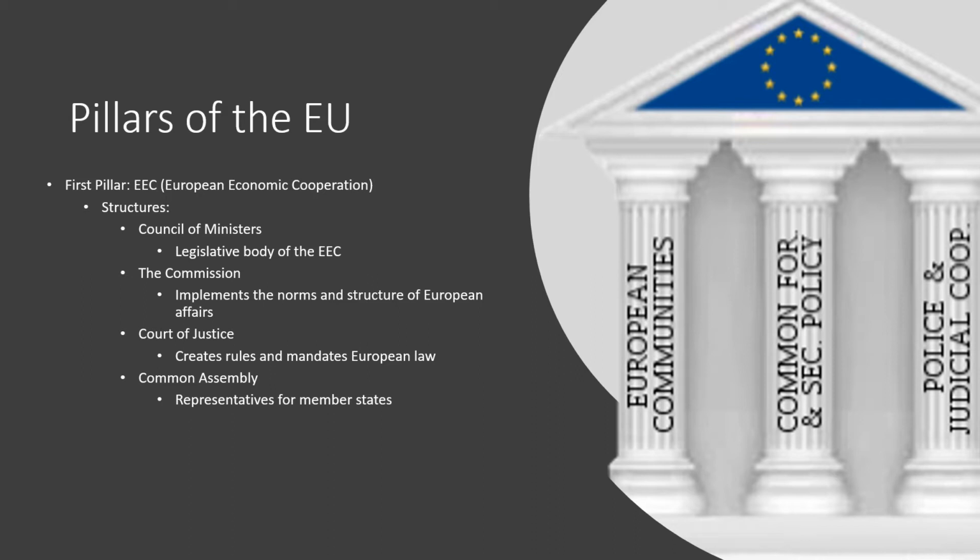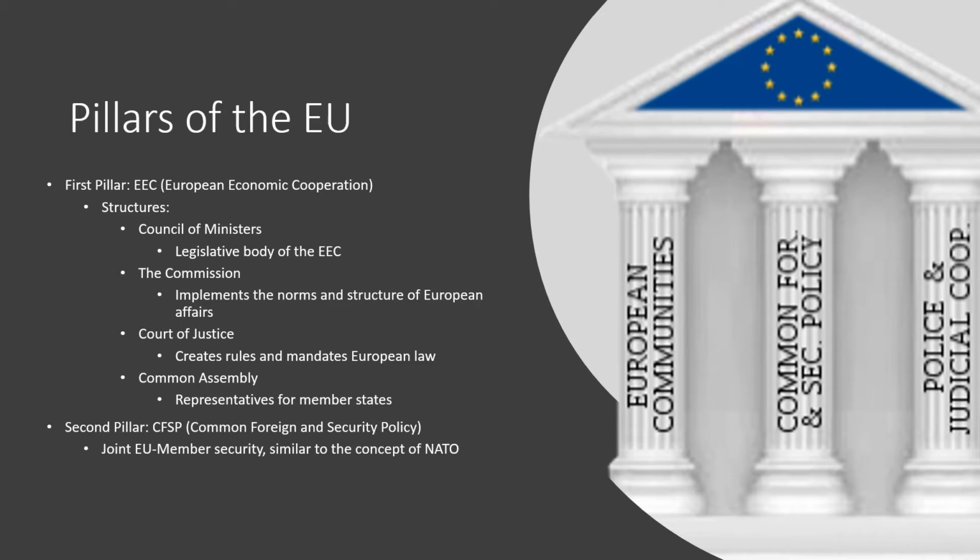It is also comprised of the Commission, which implements the norms and structure of European affairs, the Court of Justice, which creates rules and mandates European law, and lastly, the Common Assembly, which is representatives from member states. So essentially, the Common Assembly allows different countries, such as Italy or Germany, to designate one individual to represent their country and to explain their wants and desires to the European Union, to work together to create policy and make ends meet in a way. However, this is not so easy, as we will soon find out.